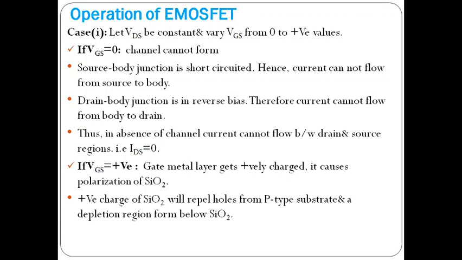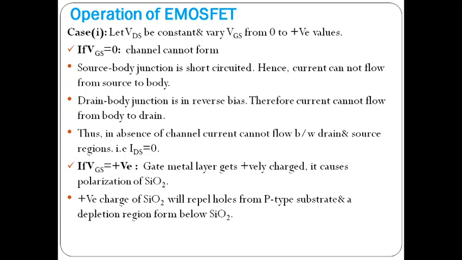to create the channel. So now we are considering VDS to be constant, and we are varying VGS from 0 to positive values. So if VGS equals 0, then what happens? We cannot create the channel. There is no channel, so there is no current. So IDS equals 0.